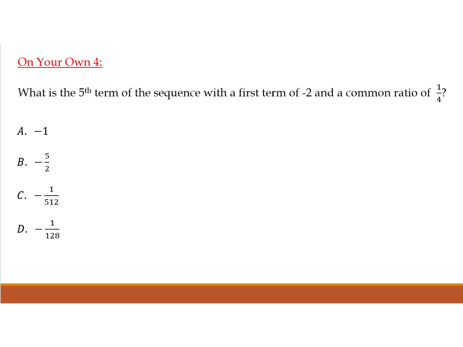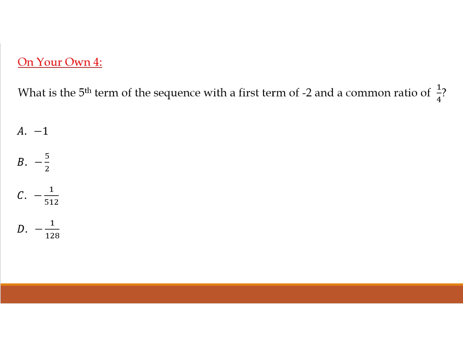All right, what is the fifth term of the sequence with a first term of -2 and a common ratio of 1/4? And we have to make a decision. Is it easier to use the explicit formula, or is it easier to use the recursive formula? To find the fifth term using the recursive formula, I would have to know the fourth term. I do not. The third term, I do not. The second term, I do not. So I would have to find all of those terms.